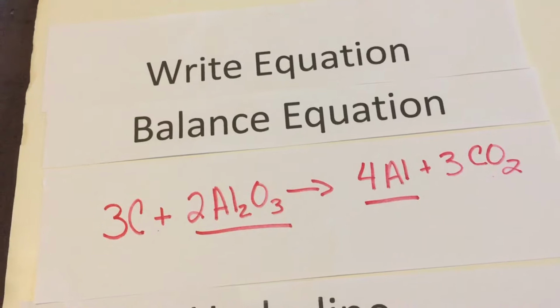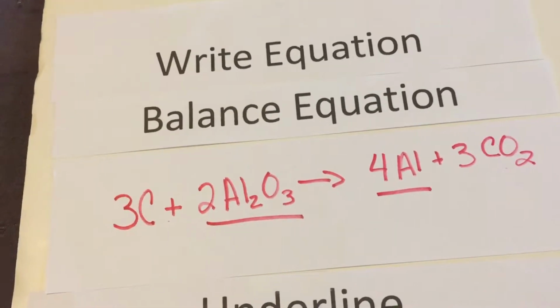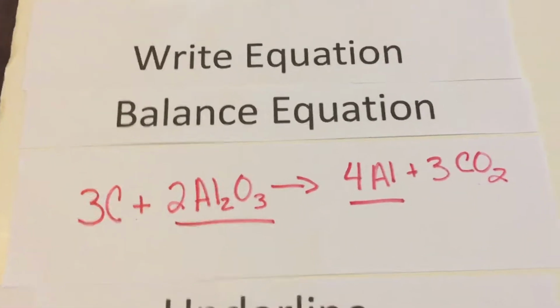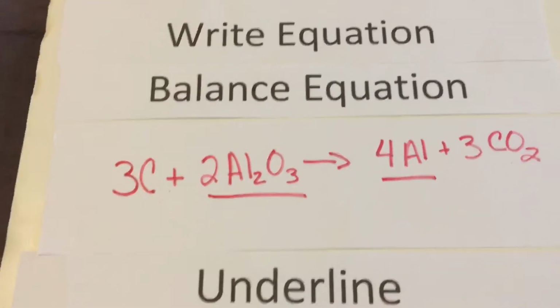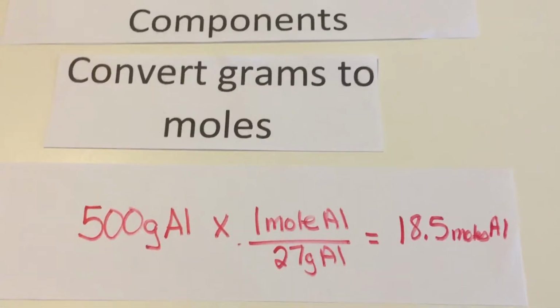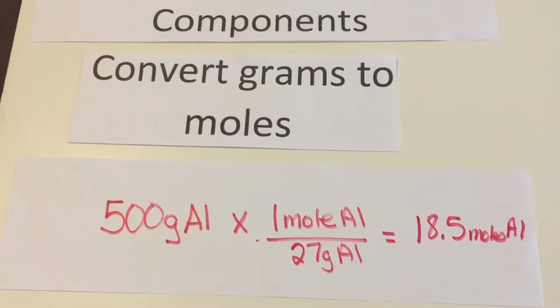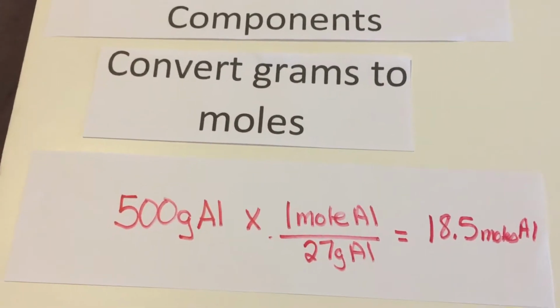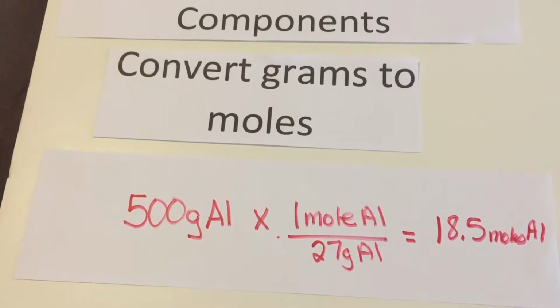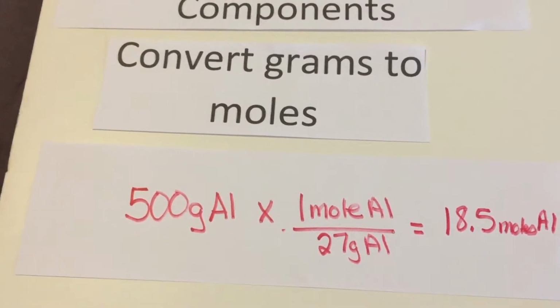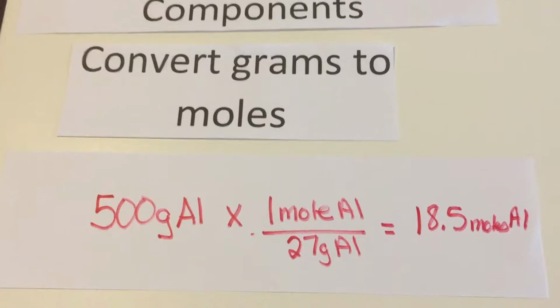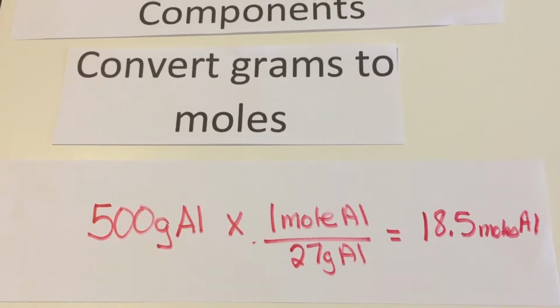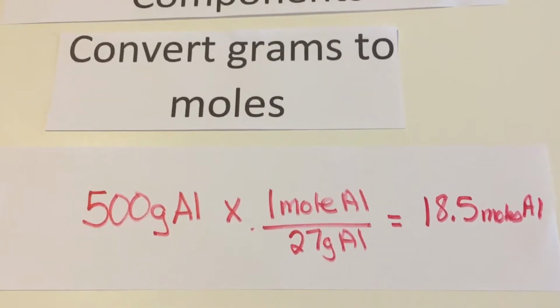Now we know from the question he wants to prepare 500 grams of aluminum. So we need to know how many moles so we can apply the mole-to-mole ratio. So we'll convert grams to moles. 500 grams of aluminum times 1 mole of aluminum over 27 grams of aluminum. That's our molecular mass of aluminum, and that equals 18.5 moles of aluminum. So right now we know that he wants to make 18.5 moles of aluminum.